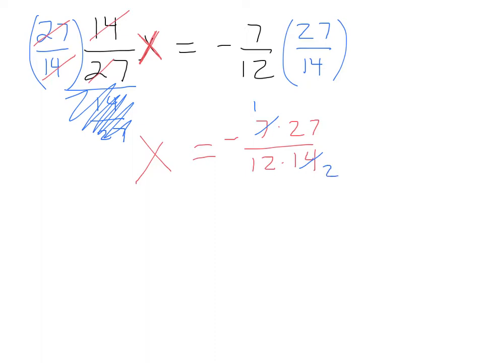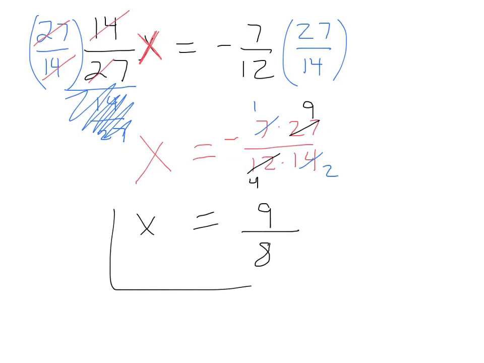How about 12 and 27? I can see a 3 they have in common. 12 divided by 3 is 4, and 27 divided by 3 is 9. When you multiply 1 times 9 on top, you get 9. And when you multiply 4 times 2 on the bottom, you get 8. And you're done.